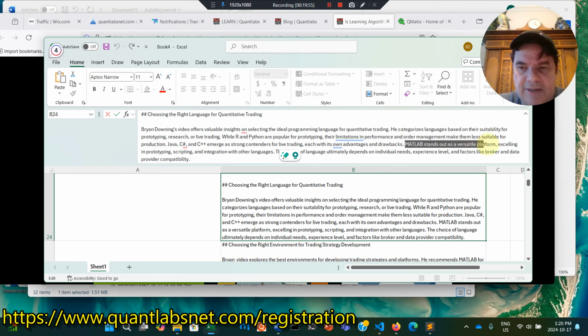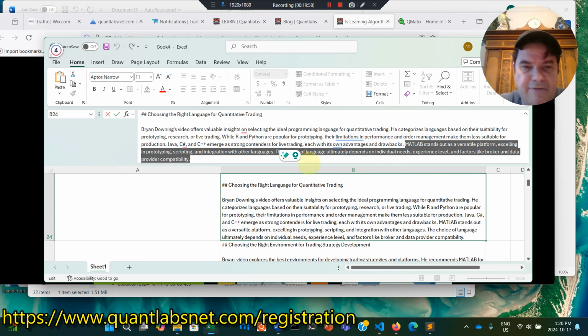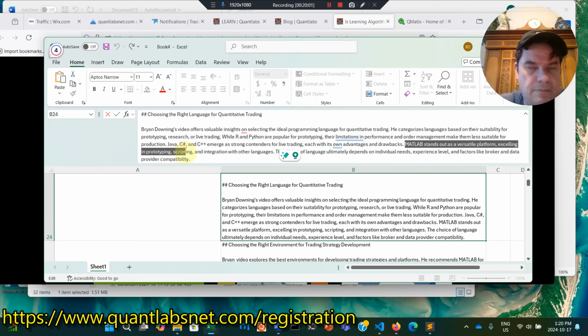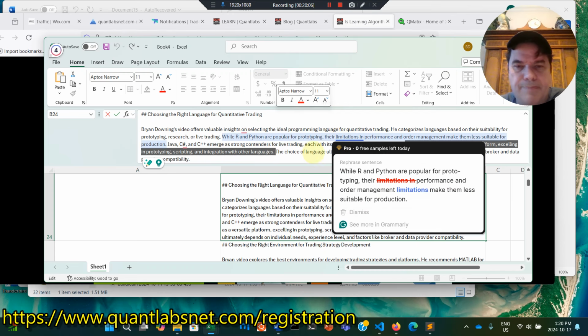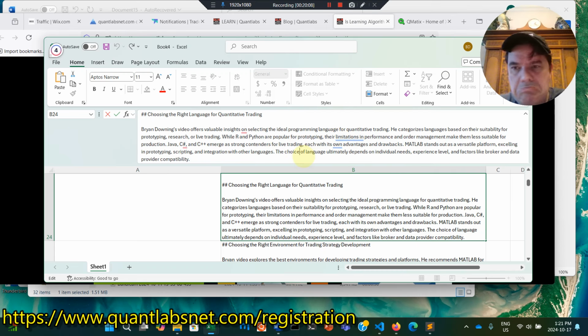MATLAB, as I said, stands out as a versatile platform for prototyping, scripting, and integration with other languages, and it still does. So that's something I don't think is going to change, but it's very expensive. Personal language choice ultimately depends on you, the individual, with your own needs. That's important. I cannot sit here and tell you what you should use. Your goal is your goal. Your result is your result. So I can't provide one system, one trading solution for all. Every person has their own needs.